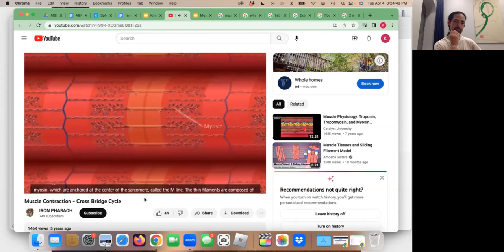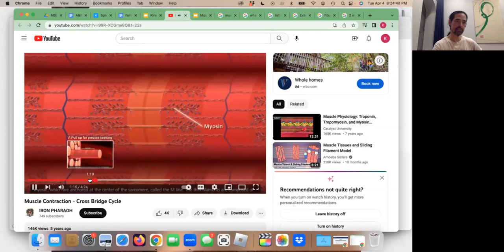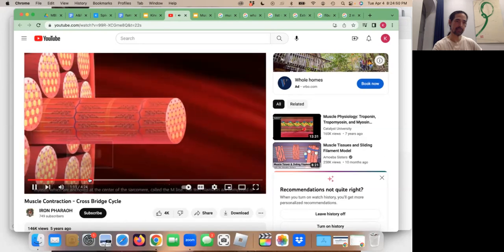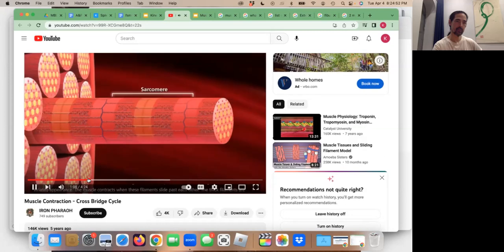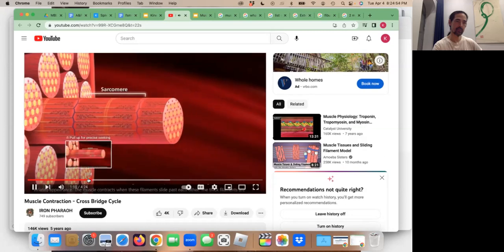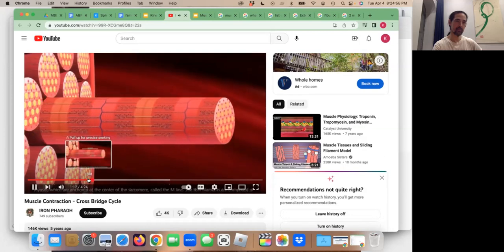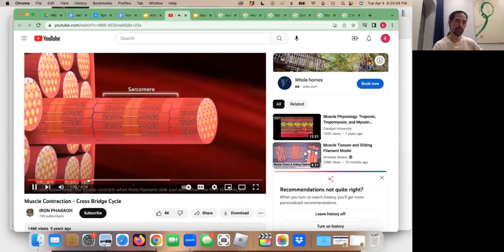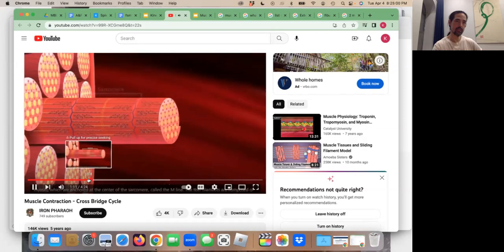The thick filaments are myosin, which are anchored at the center of the sarcomere. The muscle contracts when these filaments slide past each other.